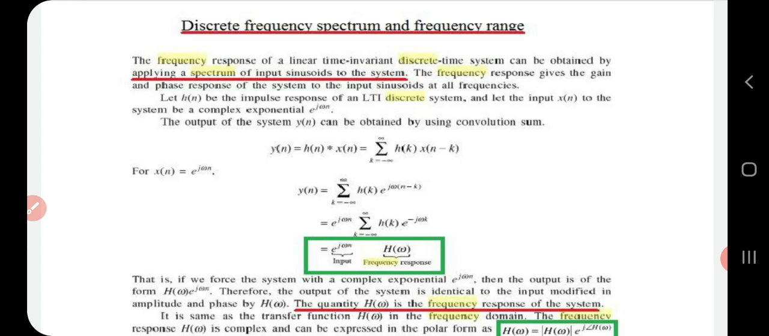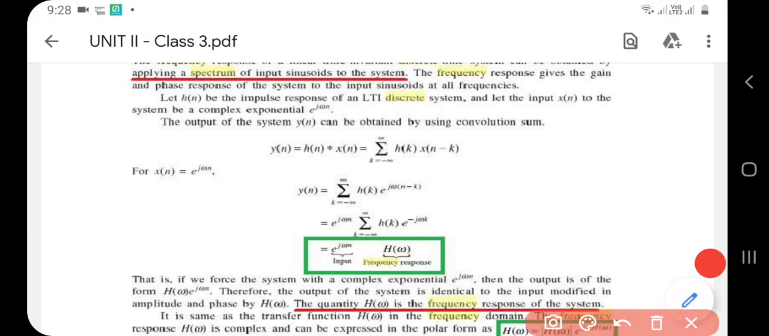Okay, so before that we'll go through this particular derivation so that the concept will be clear. Suppose that you have a discrete system, and let h of n be the impulse response. Let x of n be the input given to the discrete system, and let that be a complex exponential of the form e raised to j omega n. Then let y of n be the output of the discrete system.